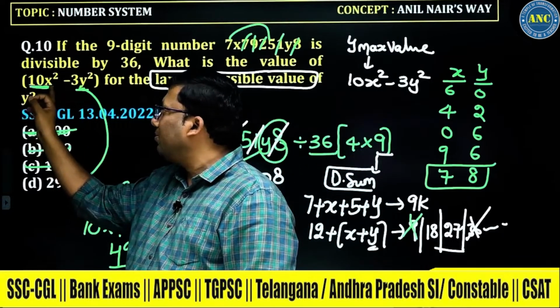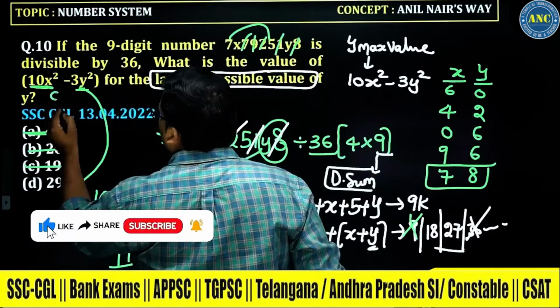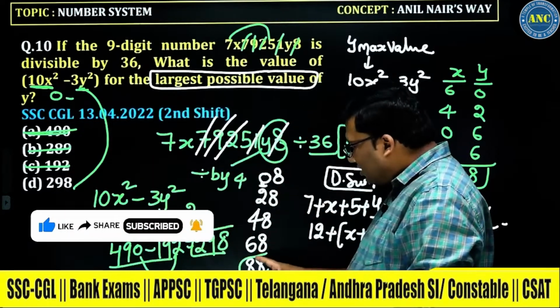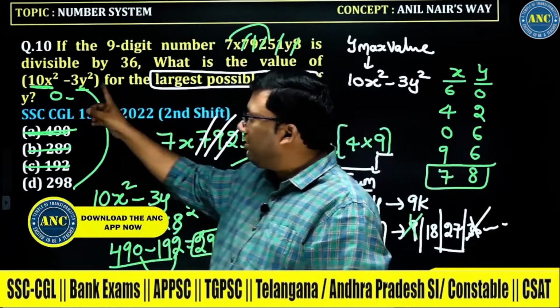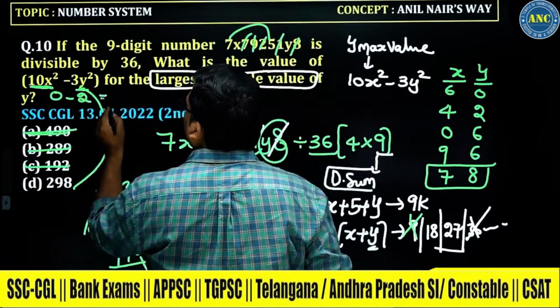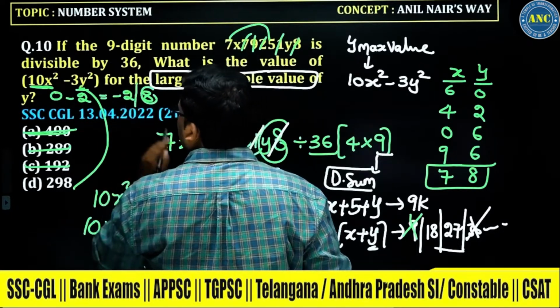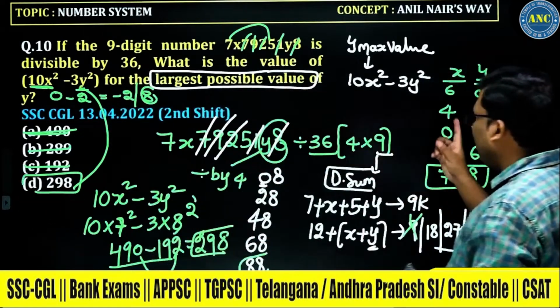10 into any number, the unit digit will be 0. If y is 8, this will become 64 into 3, 192. 0 minus 2, negative remainder minus 2. Positive remainder, it is 8. Answer, it has to end with 8.